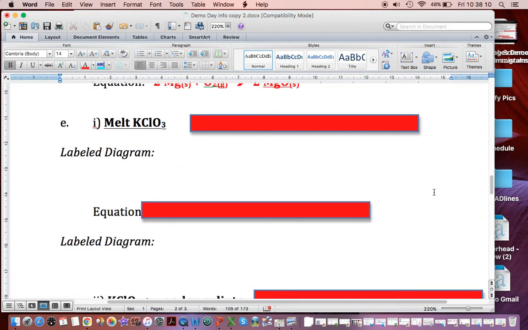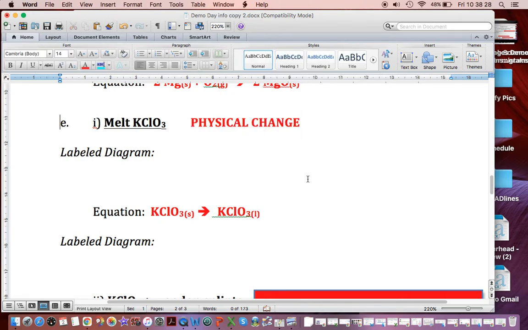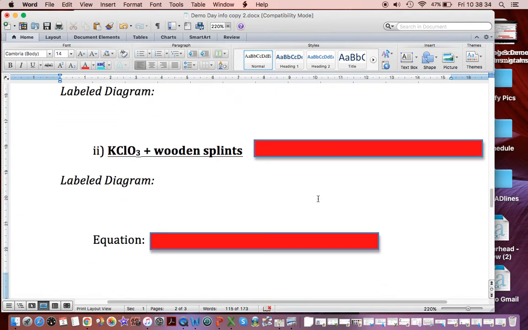We had this white powder that we put into the test tube, and we heated it very carefully. And the KClO3 started solid, we end up with KClO3 liquid, with a little l for liquid. And that's a change of state. We know changes of state are physical changes. Now, once it's all liquid, that's when I could add the wooden splints.